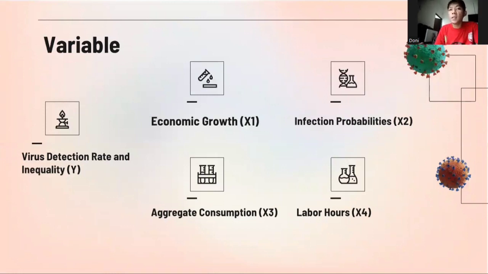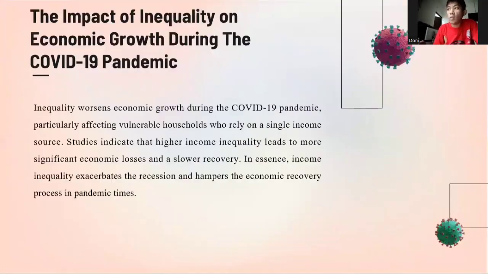And the variables are virus detection rate and inequality as variable Y, economic growth as X1, infection probabilities as X2, aggregate consumption as X3, labor hours as X4.